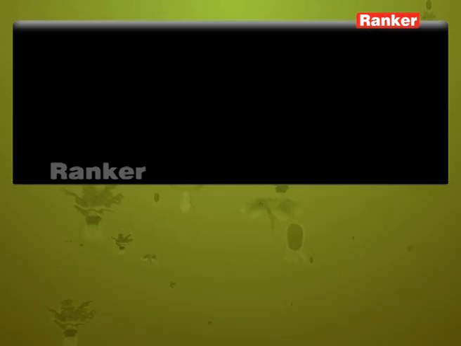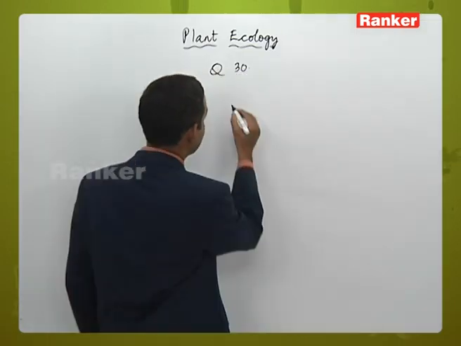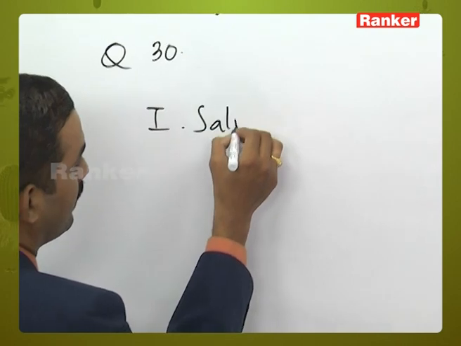Question number 30, pick out the true statements. 1. Salvinia has contact with both water and air. 2. Vallisneria has contact with water and soil. 3. Utricularia has contact with soil only. 4. Sagittaria has contact with water only. The options are: first, 1 and 3; second, 2 and 3; third, 1 and 2; fourth, 3 and 4. Let's come to the first one, that is the Salvinia plant.